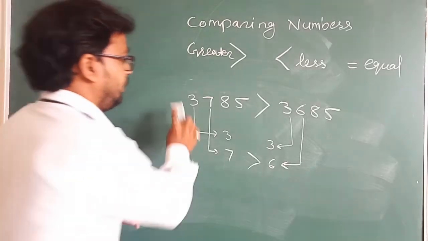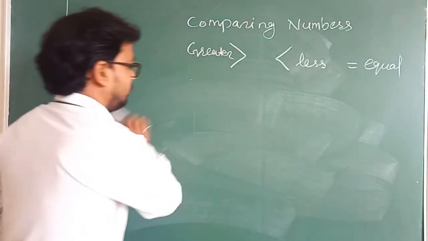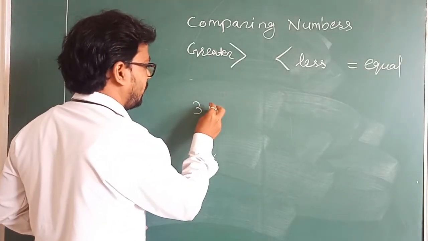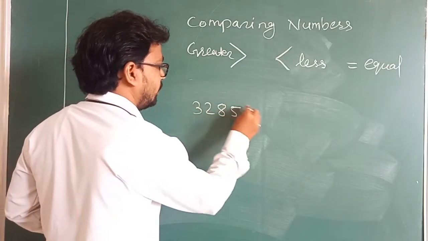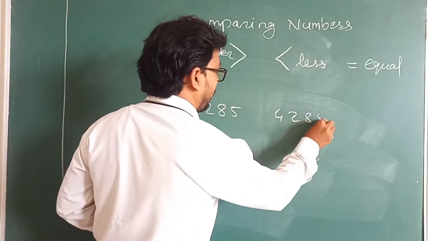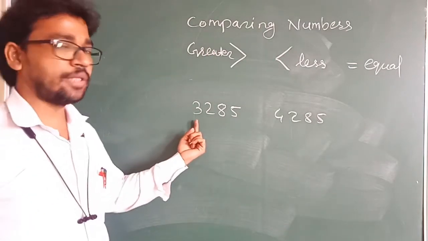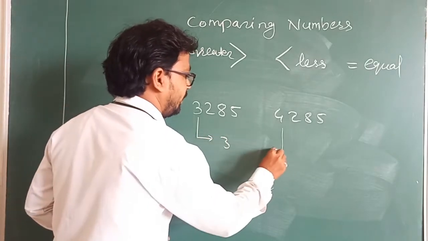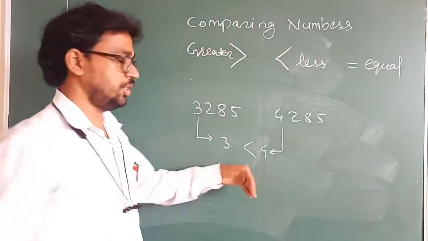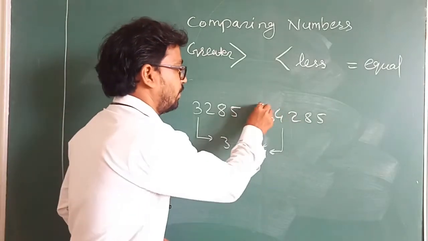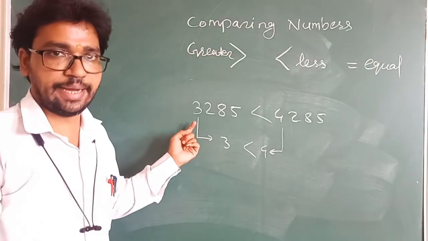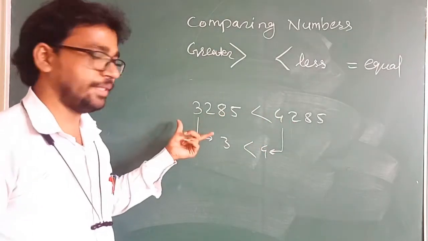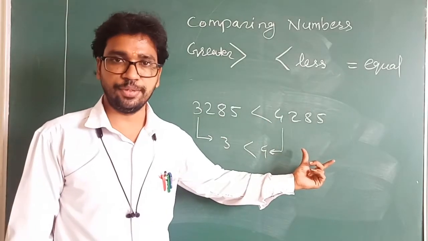Okay, if the bigger place value is different, suppose here it is 3285 and here it is 4285. Okay, means 1000 place is changed, so only compare that one. So here it is 3, here it is 4, means this is greater, so this number will be greater. Here it is 3000 and something and here it is 4000 and something, means 4000 is greater than 3000, that's why this number is bigger.